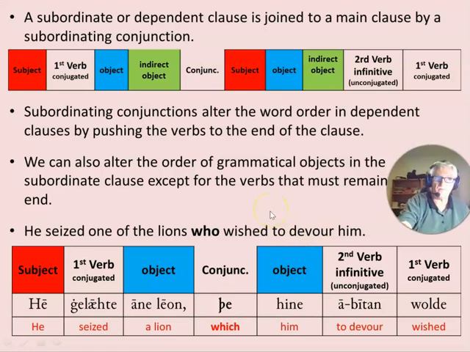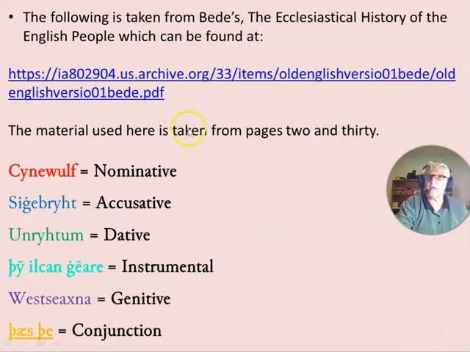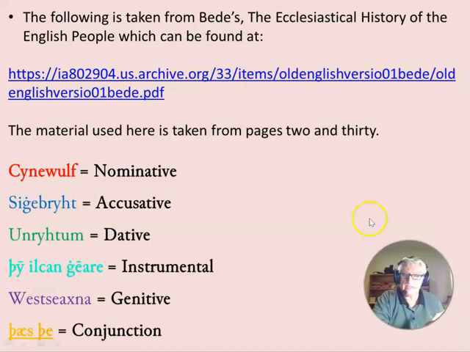Next bit. Here we go. Now, the following is taken from Bede's The Ecclesiastical History of the English People, which can be found at this link, and I'll try to remember to include that in the video description below. The material used here is taken from pages 2 and 30 of this PDF file.